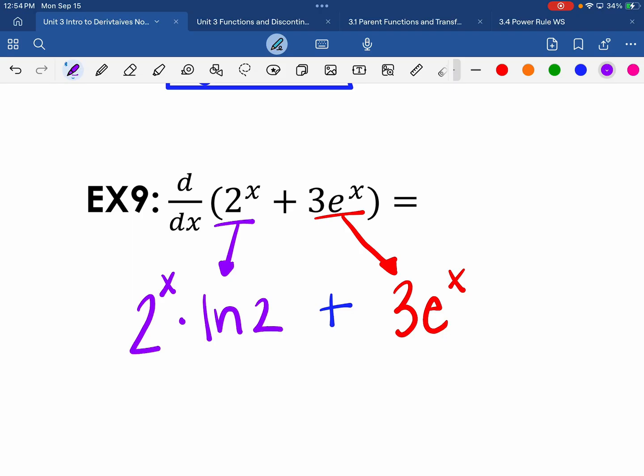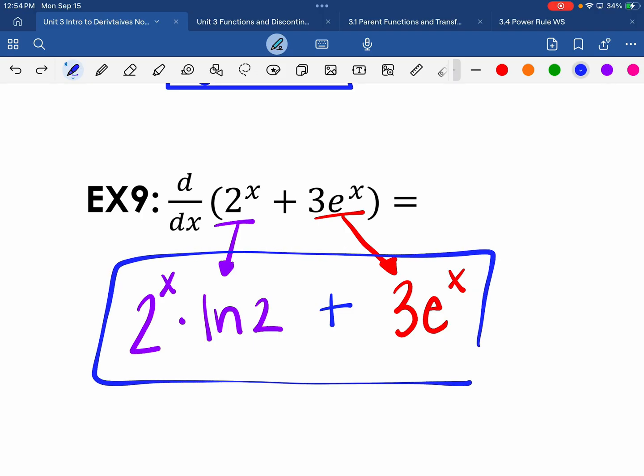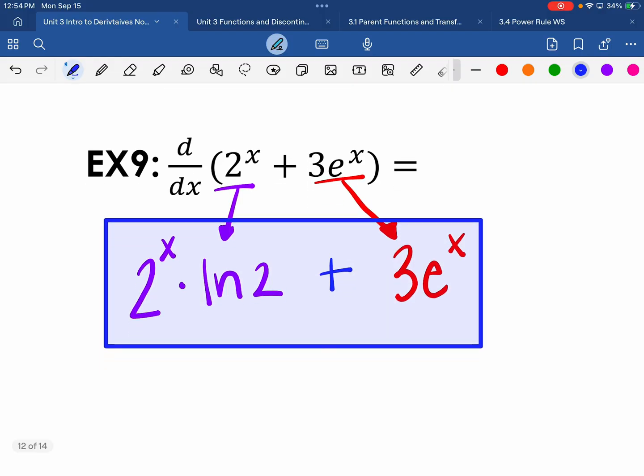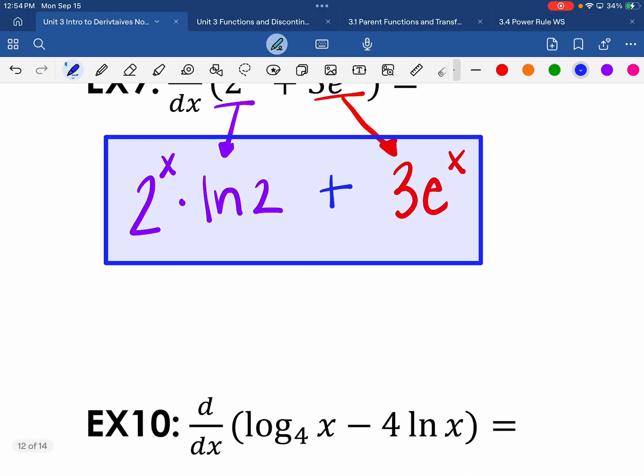And then the second term, the 3 is hanging out. What is the derivative of e to the x? e to the x. So it's the same exact thing. And so this right here is my derivative. I was thinking about how to simplify that, and I have no idea. We'll just leave it like that.